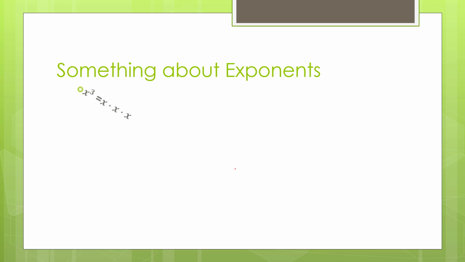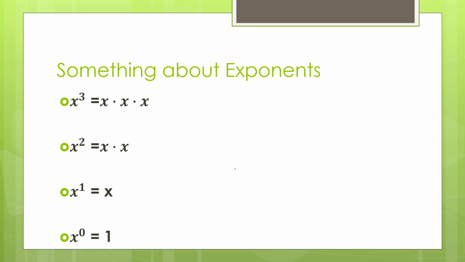Something about exponents. X cubed, we already know, is x times x times x. X squared is x times x. X to the first power is x. And so x to the 0th power is 1. What does this mean? This basically means anything you put in for that value of x, if it is raised to the 0th power, is going to be 1. It doesn't matter what value you put in there. You could put in infinity raised to the 0th power, and it's still going to equal 1.